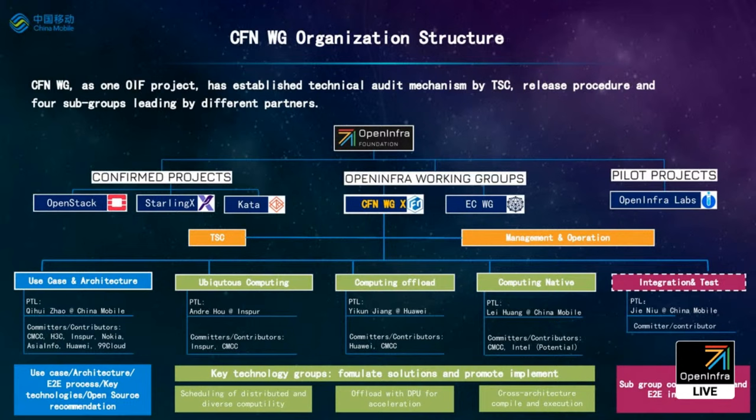The second subgroup is the ubiquitous computing. It is led by Inspur, and it is focusing on the scheduling of distributed and diverse compute utility. The third subgroup is computing offload. It is led by Huawei, and it focuses on the acceleration and offload with the DPU. And the fourth subgroup is computing native. It's also led by China Mobile, and it focuses on the cross-architecture compiling and execution.